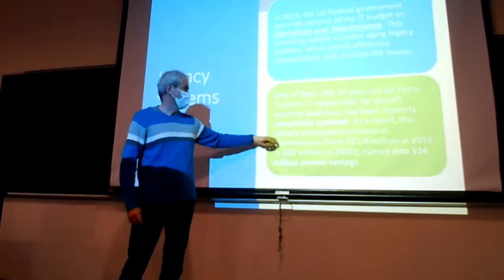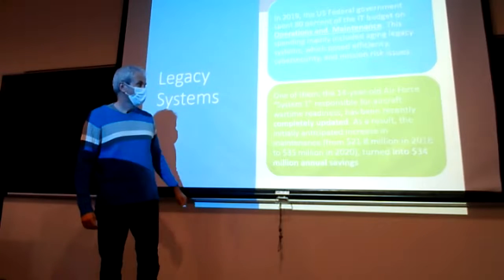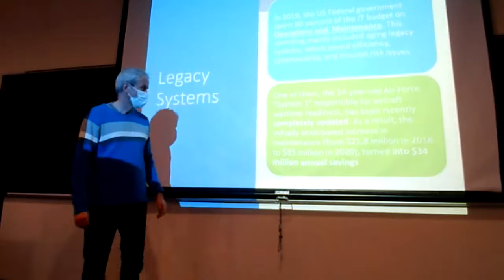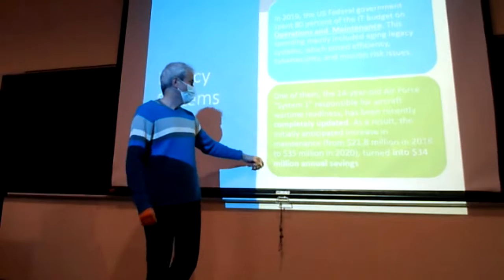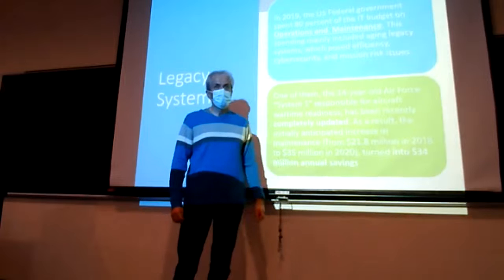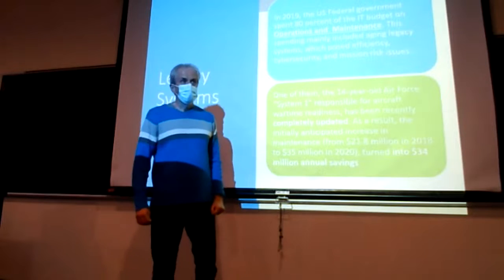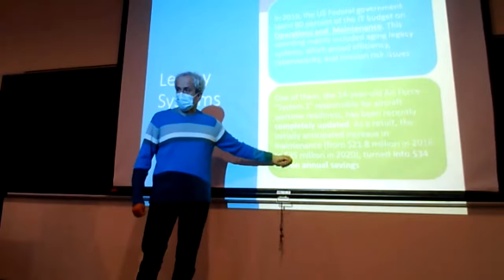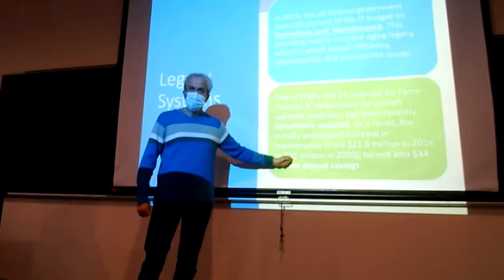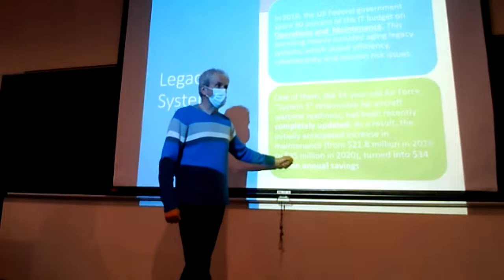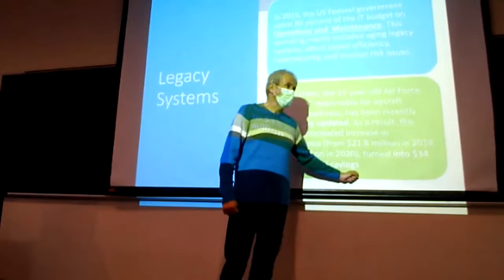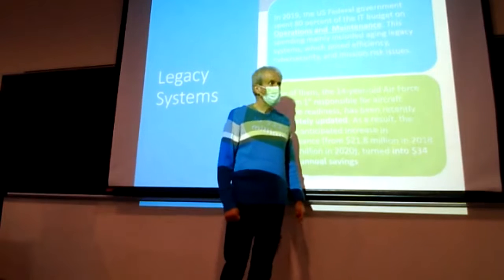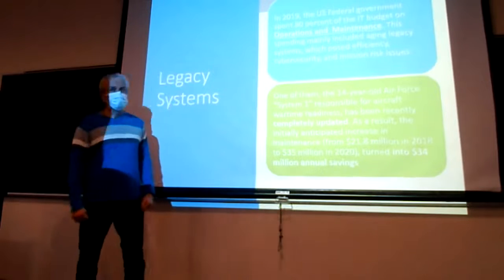Completely updated. As a result, initial anticipated increase in maintenance. So originally we were expecting from 21.8 million to 35 million, turned into 34 million annual savings. So we were expecting to spend up to 35 million annually for the maintenance, for the evolution of the old system. And after modernizing, replacing it with a new system, they only spent 1 million every year. They say 34 million a year.